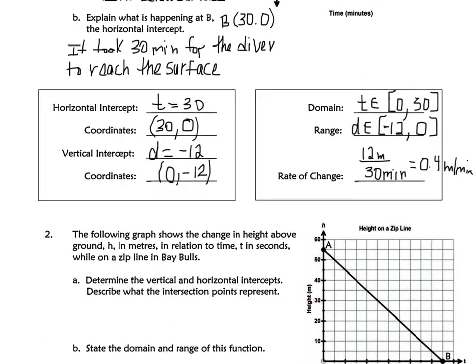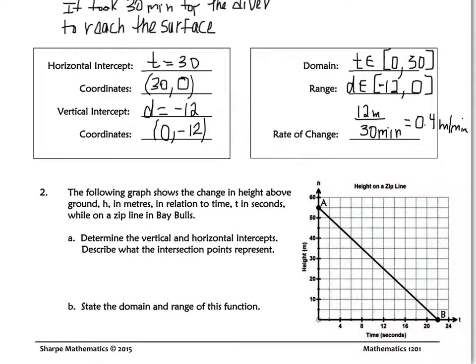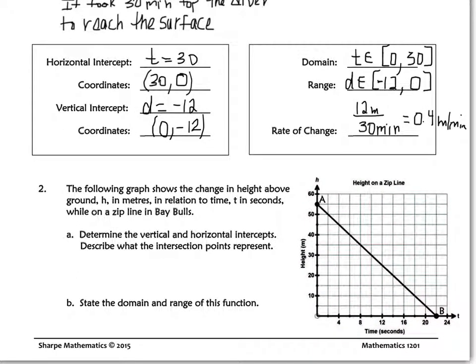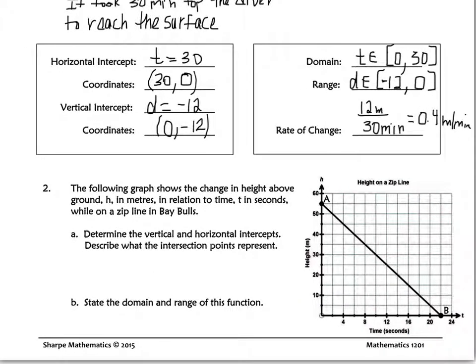Now, the next example shows the change in height above the ground, h in meters, in relation to time t in seconds while on a zip line in Bay Bulls. So the first thing you're asked is to determine the vertical and horizontal intercepts and describe what the intersection points, I don't think they mean intersection, I think it should be intercepts. That should be intercepts. Okay.